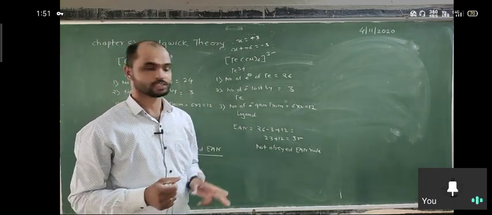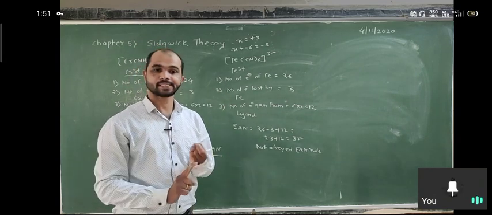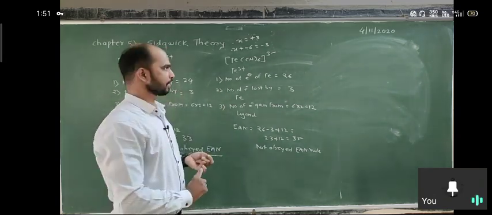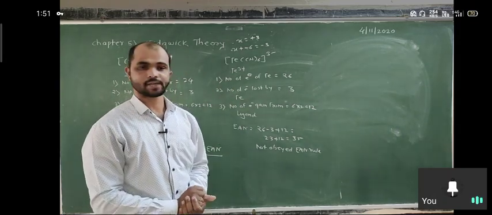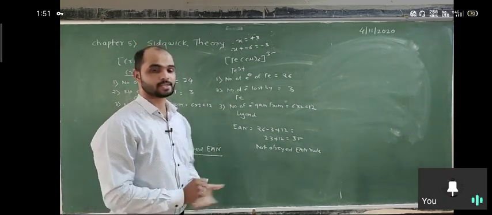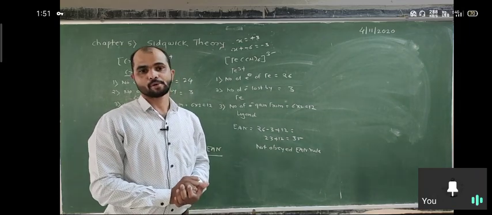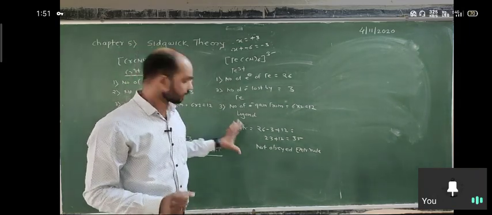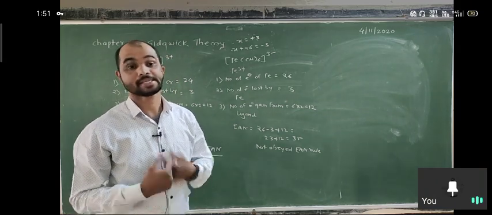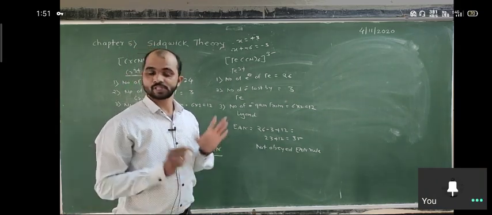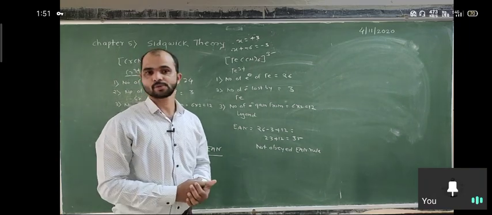So according to this theory, there are two advantages. We can predict the coordination number, meaning how many ligands are attached to the central atom or ion. Secondly, we can predict the stability of complexes. Those complexes which obey the EAN rule are stable, and those which do not obey, we can consider less stable, not unstable. These are the merits, the advantages of the Sidgwick theory.